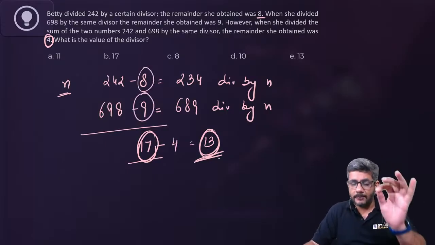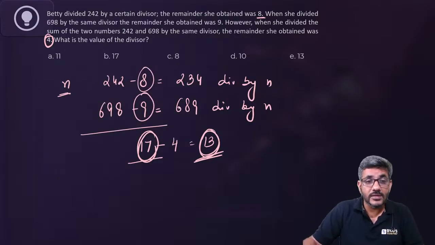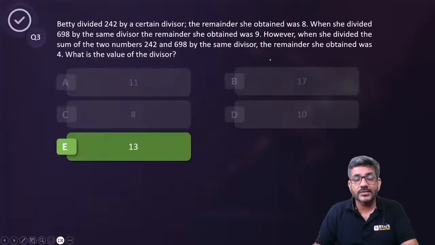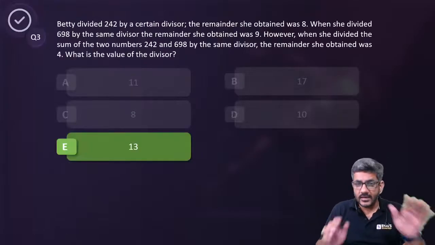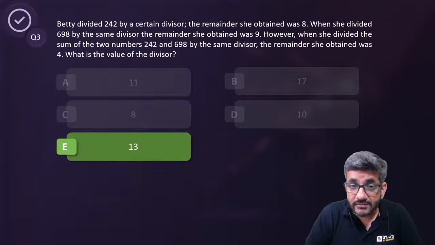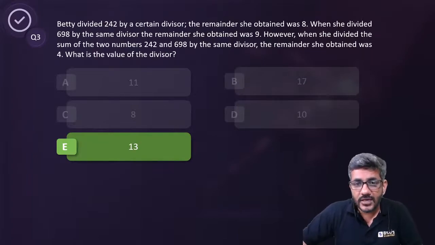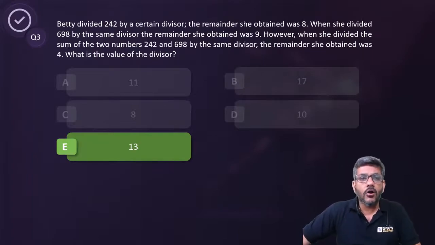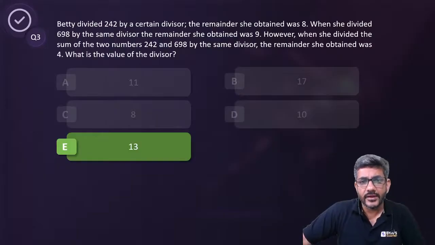So the number must be equal to 13. By that logic, my answer is option E, which is 13, rightly attempted by Shivam, Soumya, Vikram, Vijay Arora, and Pragya Singh. They all have given the right answer. That's very, very good, guys.